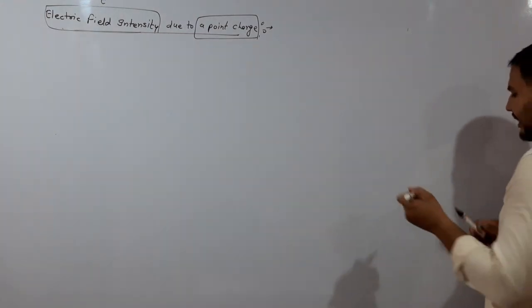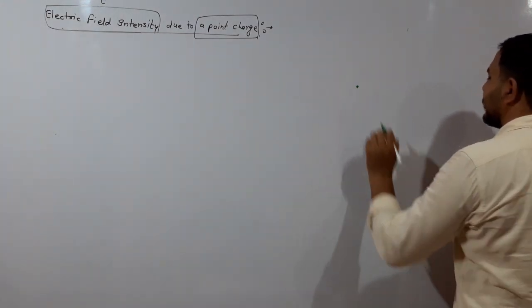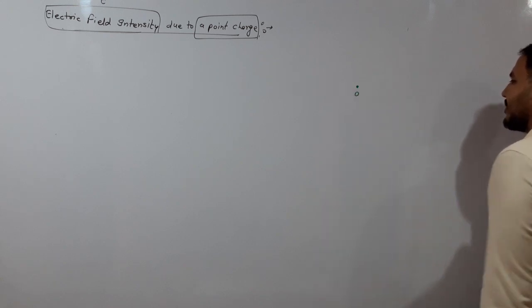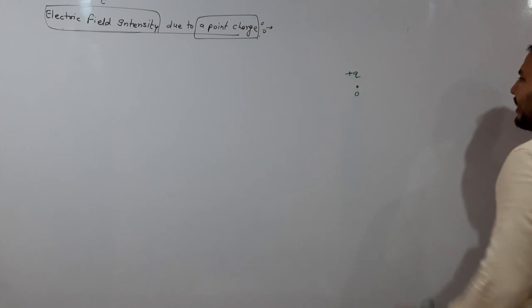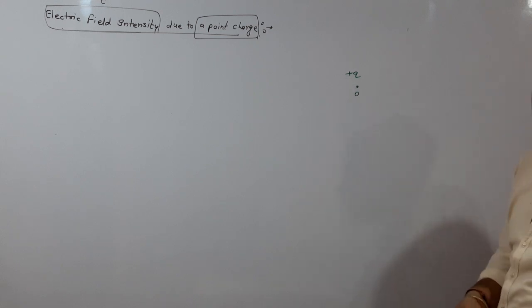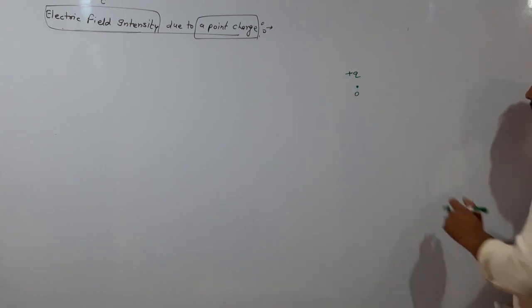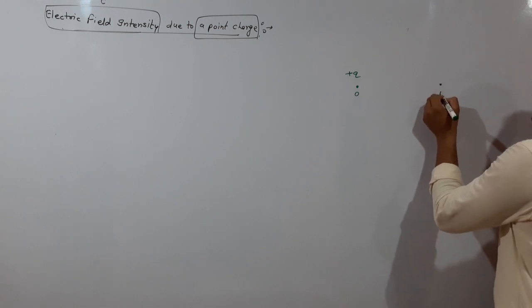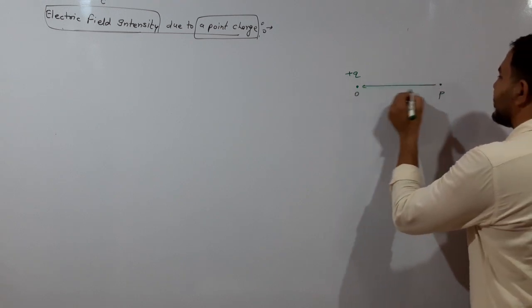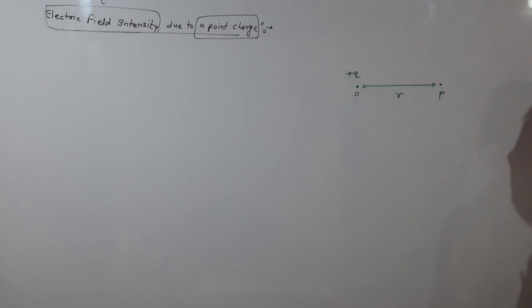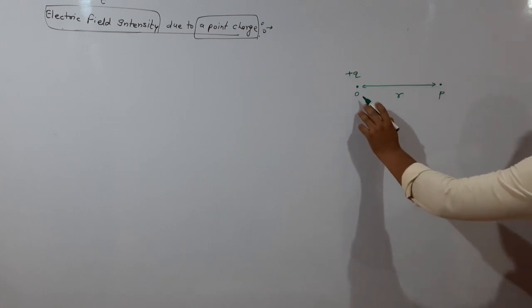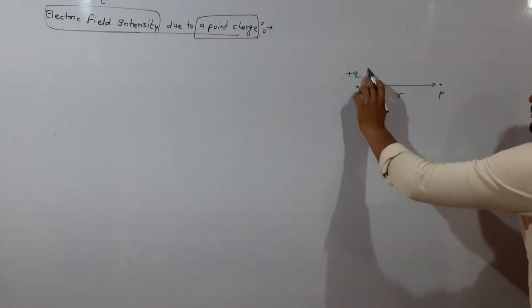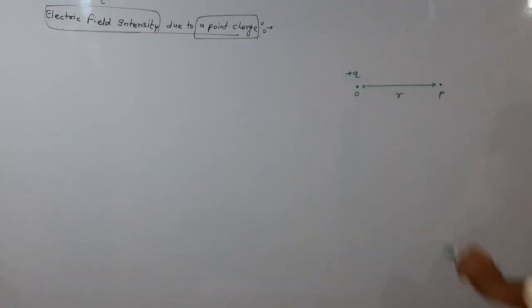Let us consider that this is a point named O. A charge plus q is present here. You can also take minus q. Then a point P is situated here, at distance r from O. Then we have to calculate the electric field intensity due to this charge at point P.